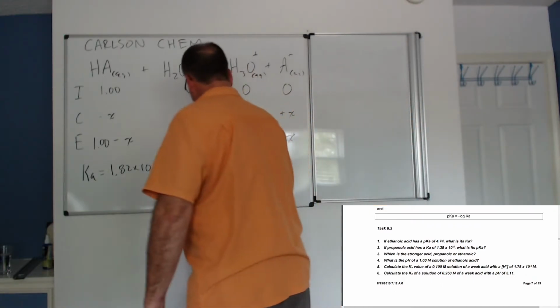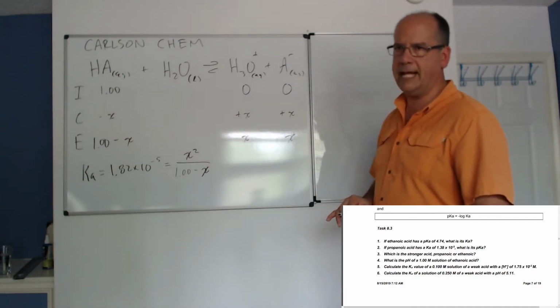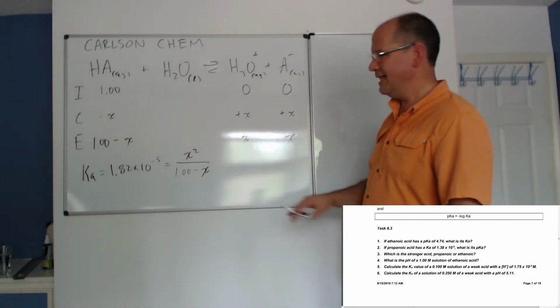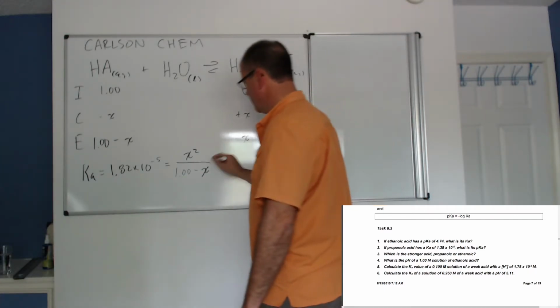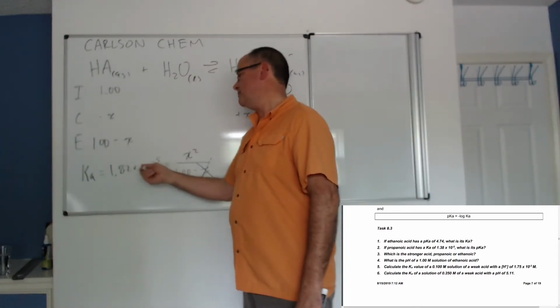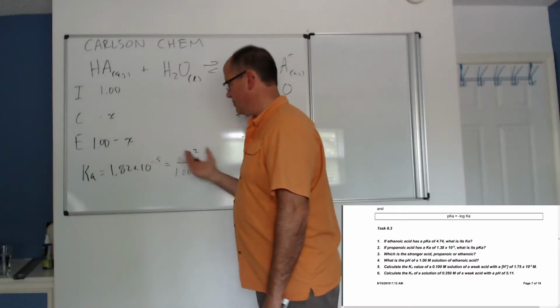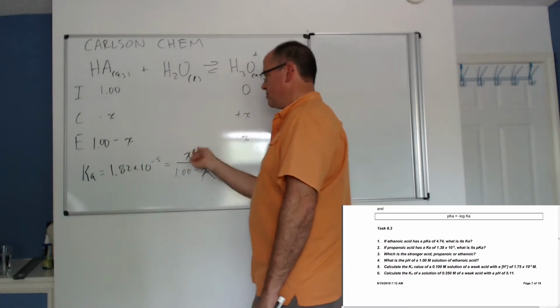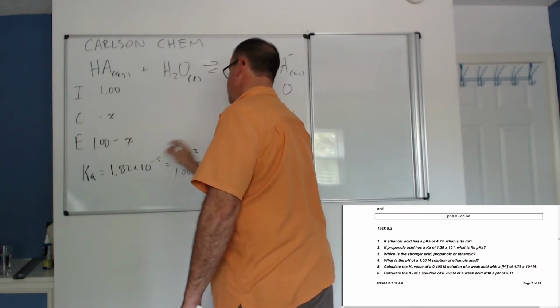All right. So what we're going to do is say let's assume that that's true. Let's assume that 5% or less came over. So we're going to say it's negligible, so we're not going to worry about that. So 1.82 times 10 to the minus 5 equals X squared over 1. Of course, that means it just equals X squared. So just take the square root of both sides.